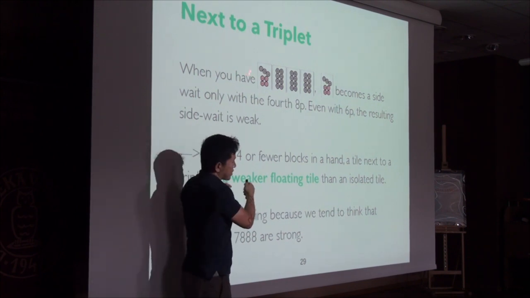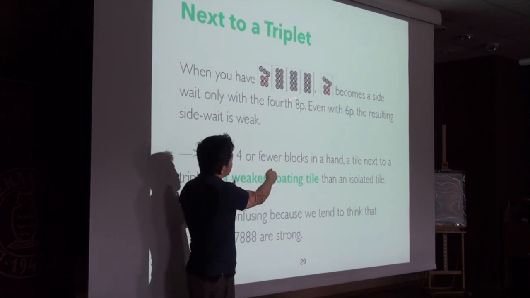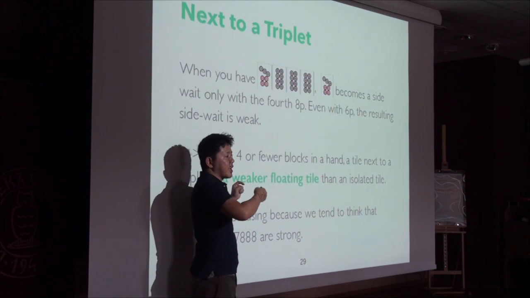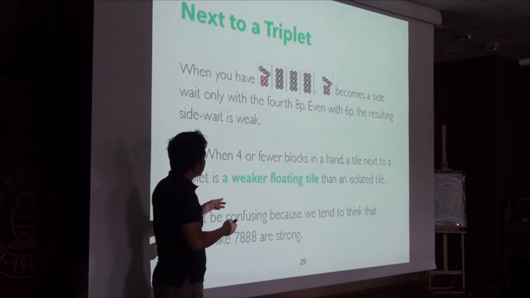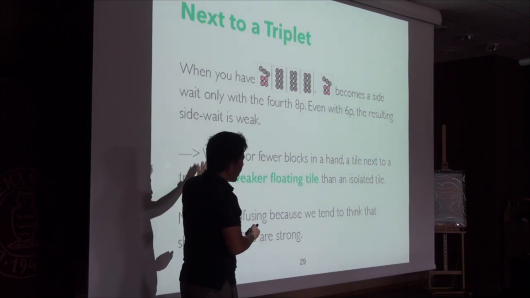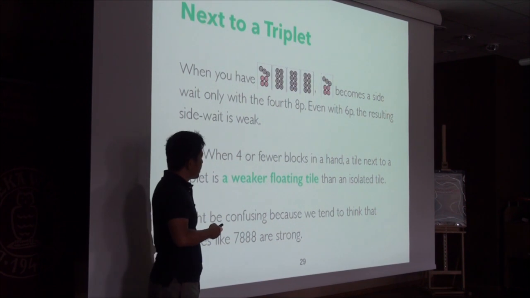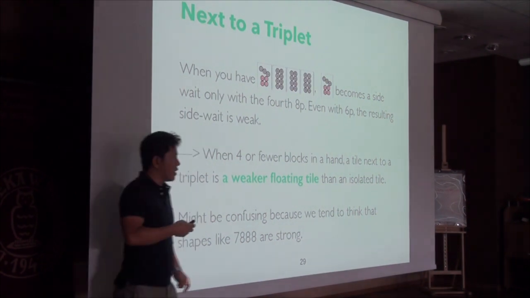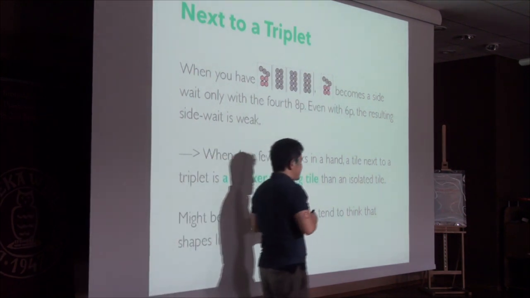Even when you draw a 6, it's not a very good sideways shape because you're using up as many as 3 waiting tiles in your own hand. So instead of 8 waiting tiles, you only get 5 winning tiles. So when your hand has 4 or fewer blocks, a tile next to a triplet is a weaker floating tile than an isolated floating tile.